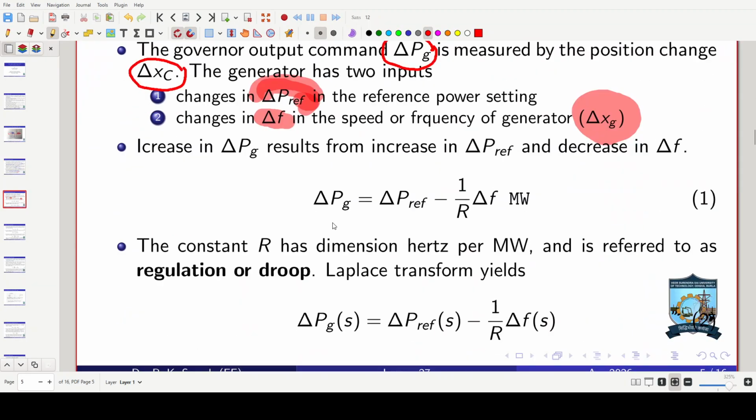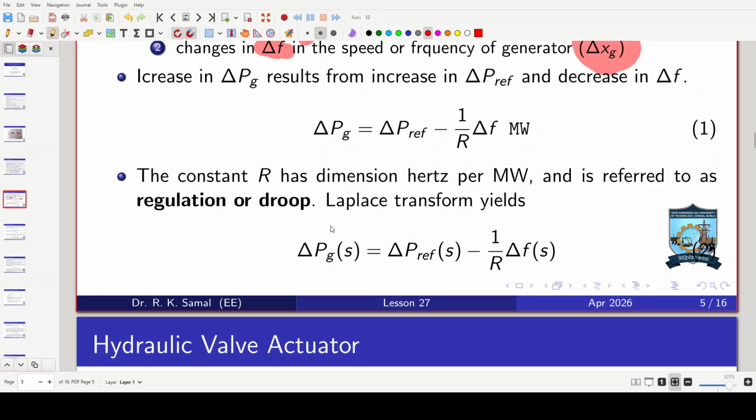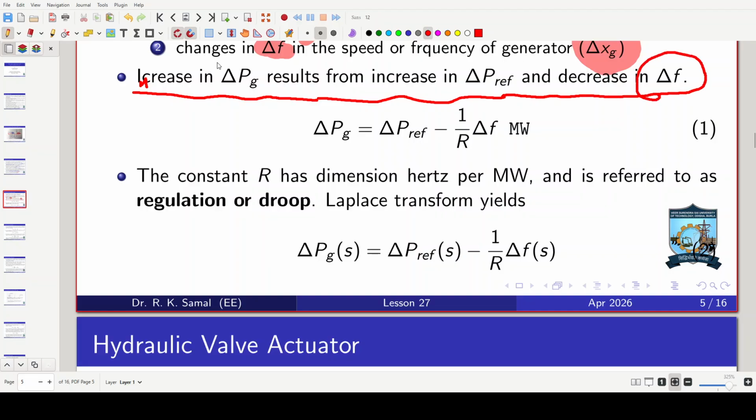Okay, then the first important equation in modeling the turbine governor system, write down. Increase in the output power results in an increase in the reference power and a decrease in the frequency, isn't it? When there is an increase in the output power, the generator power or the load increases, there will be a decrease in frequency. Therefore, you have this minus sign here.